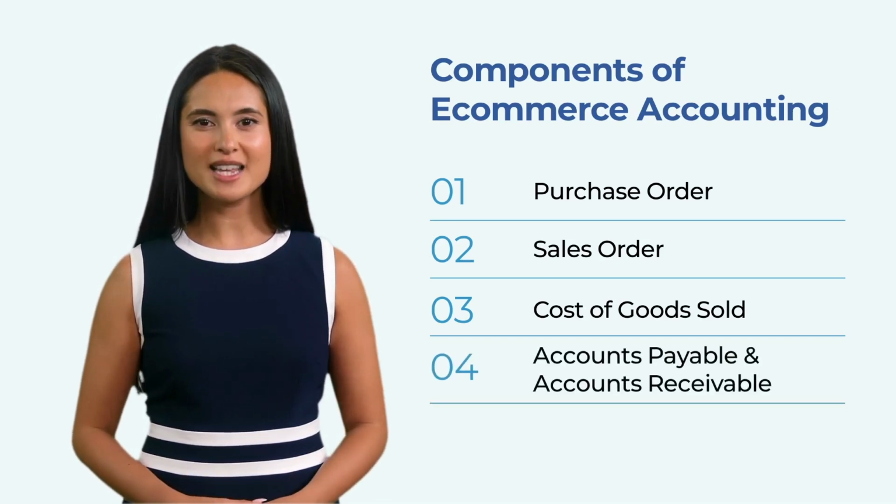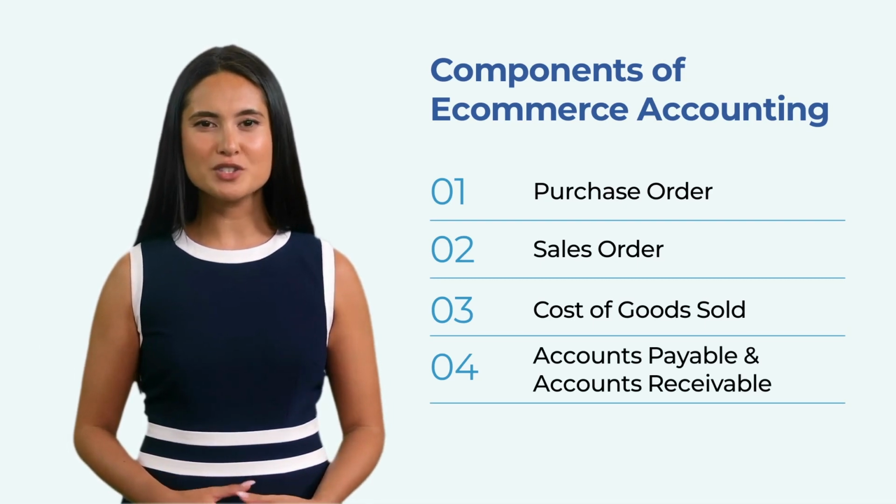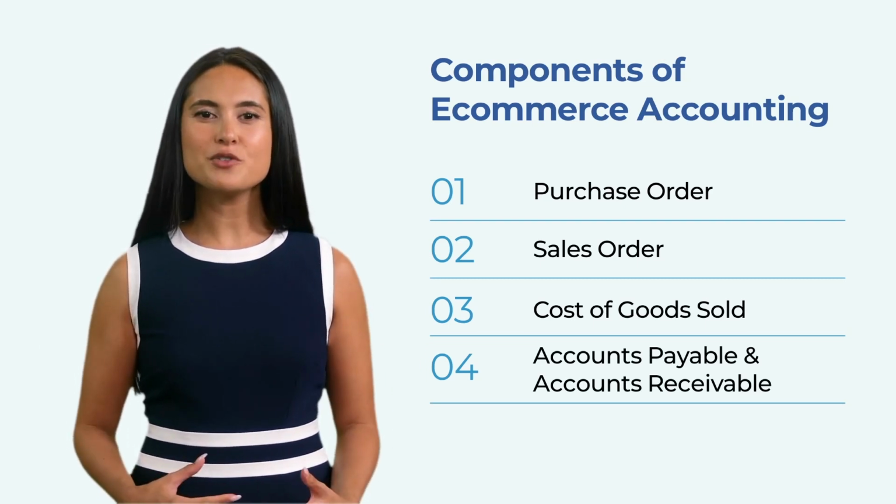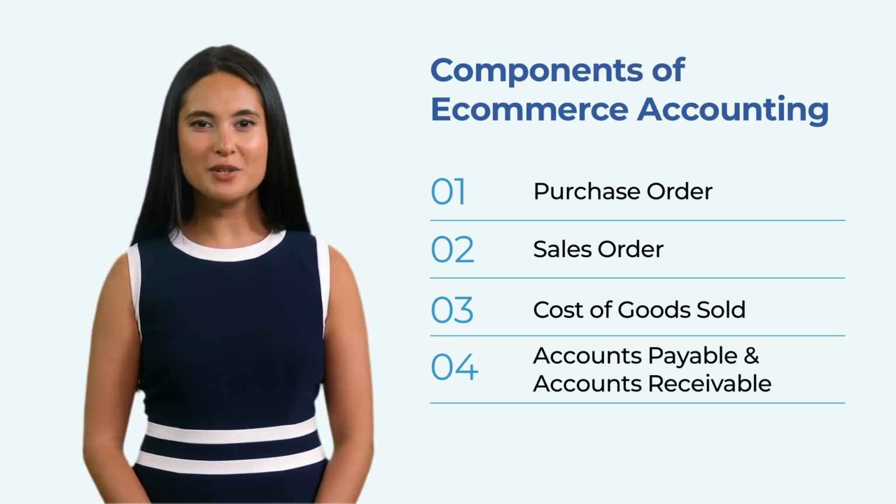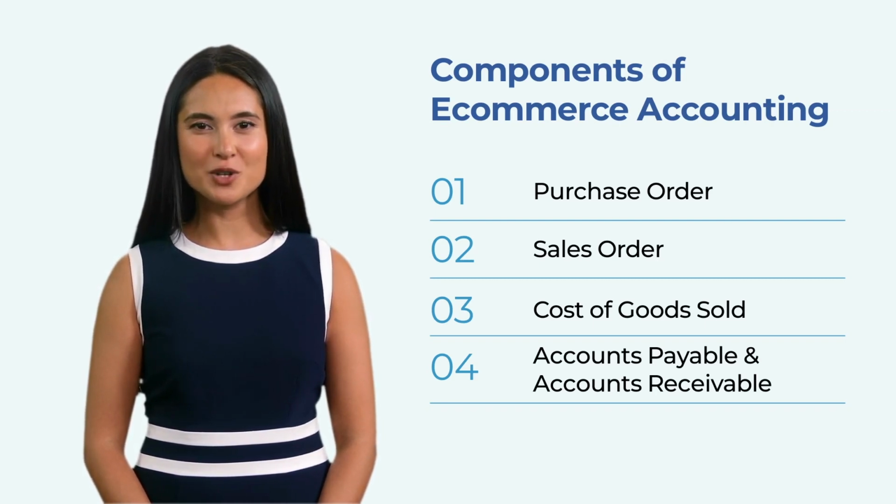Accounts payable and accounts receivable. Accounts payable and accounts receivable are two types of money that a business handles. Accounts payable is the money a business owes to people or companies. Accounts receivable is the money that people or companies owe to the business.